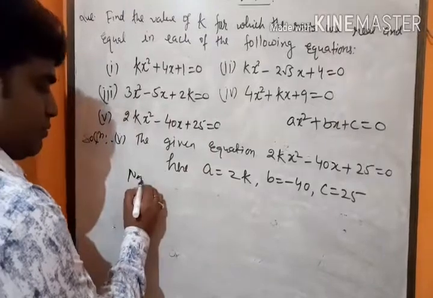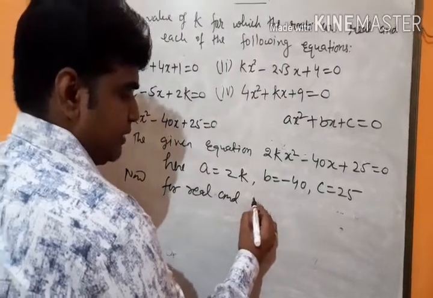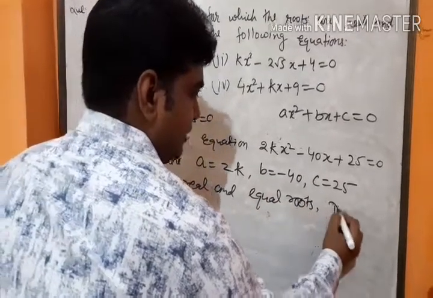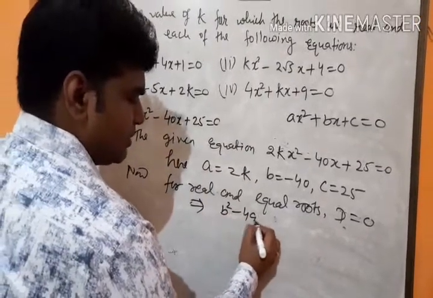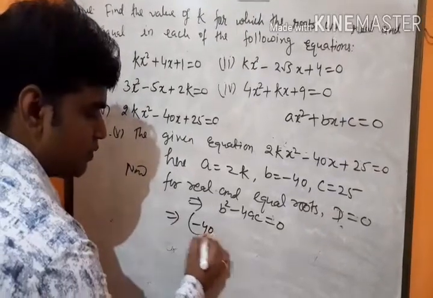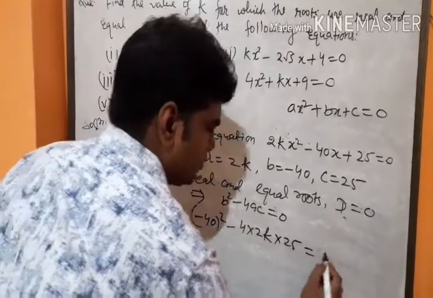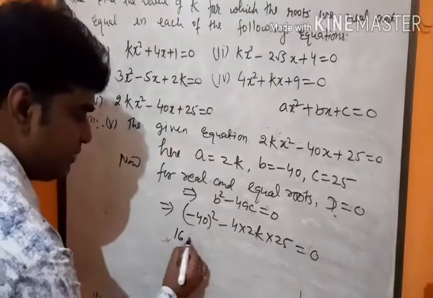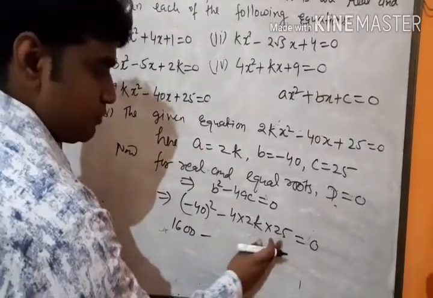Now for real and equal roots, D is equal to 0, or this implies b square minus 4ac equal to 0. Further this implies minus 40 whole square minus 4 into 2k into 25 is equal to 0. It gives minus 40 whole square, which is 1600, minus 4 into 2 into 25, which is 200k.